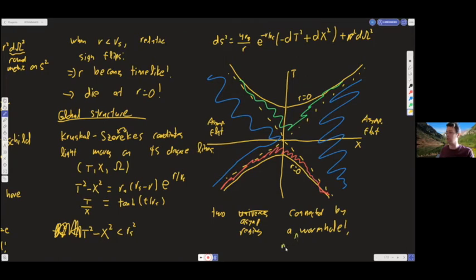So this is a non-traversable wormhole. And that's the global structure of the Schwarzschild geometry. You have these two asymptotically flat regions. There's a wormhole in between. In the interior region, there's a singularity in both the past and the future. And anyone who tries to go through the wormhole ends up dying in the singularity.